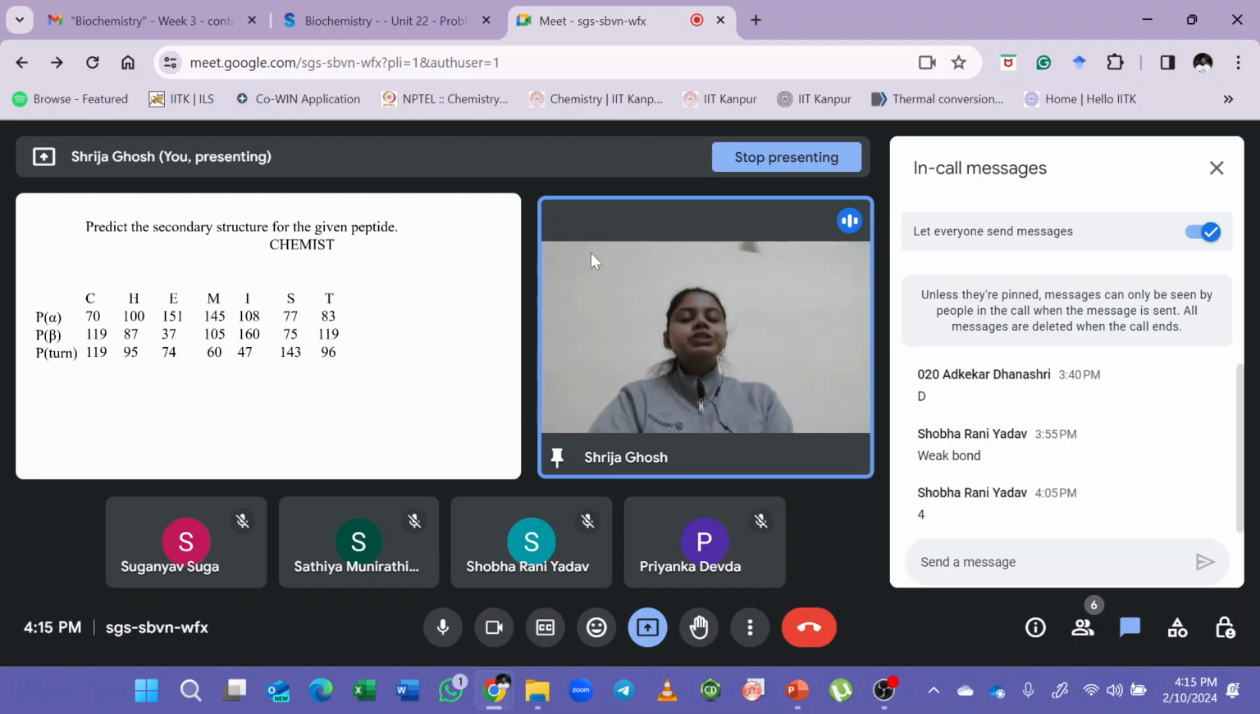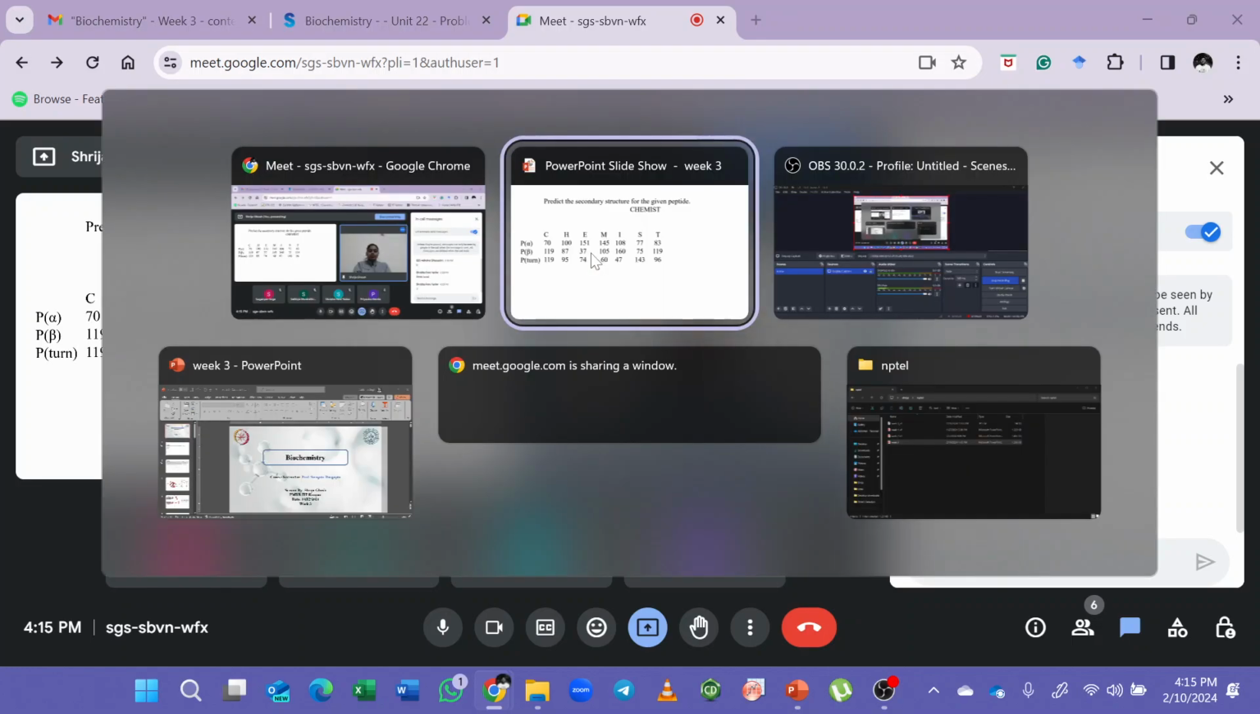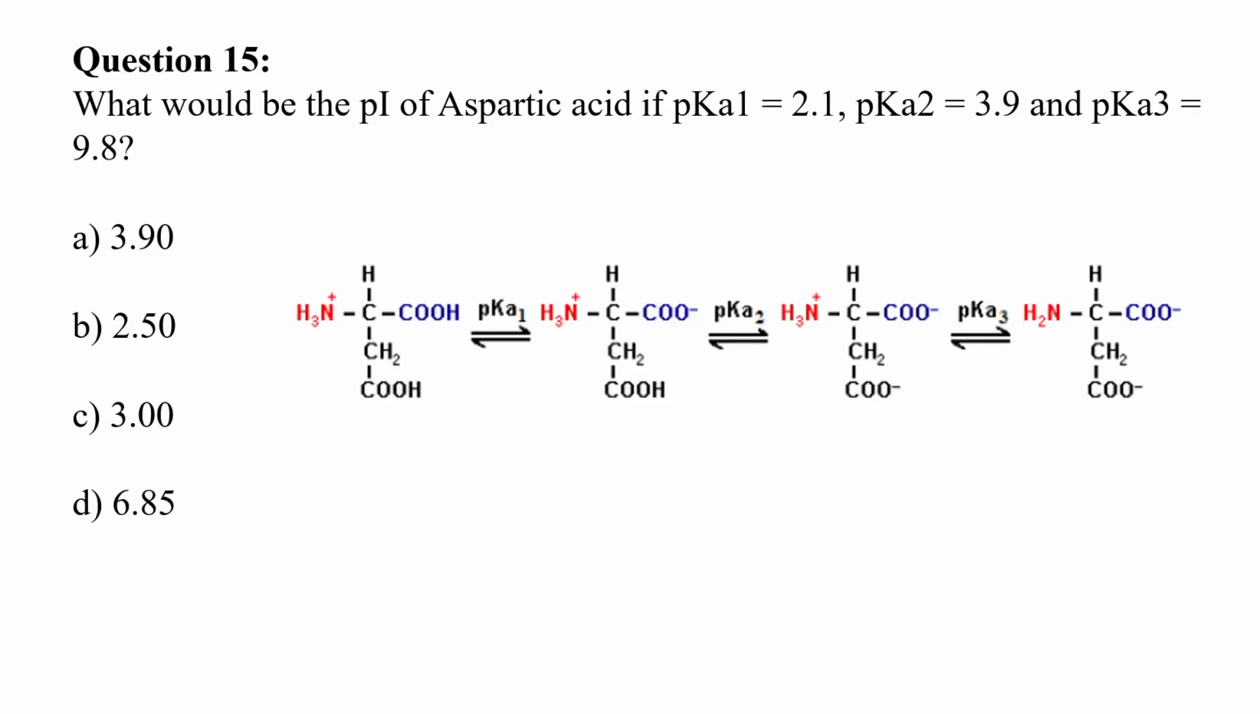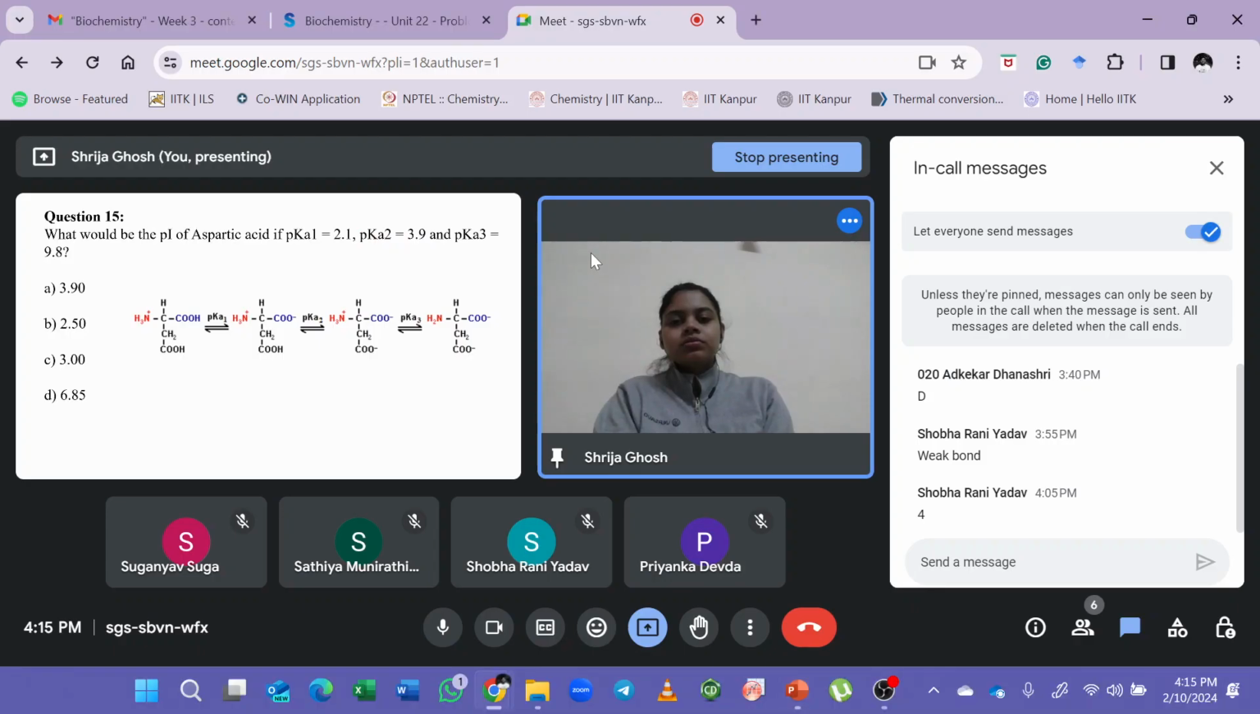Any doubt in this question? If you have any doubt, you can ask me. I hope this part is clear. Does anyone have any doubt?